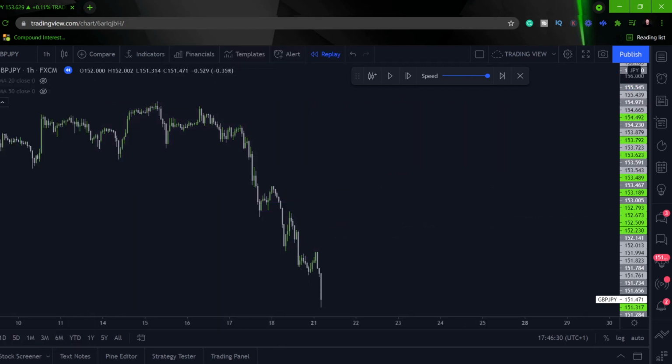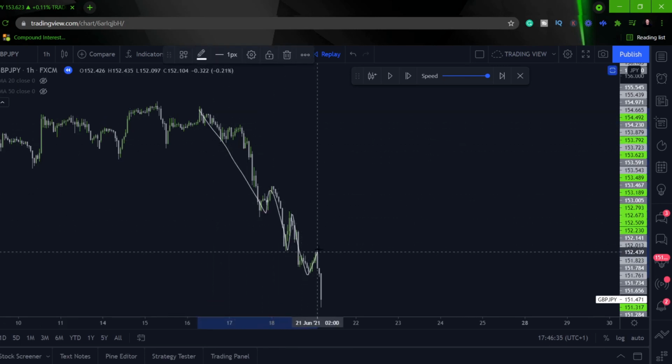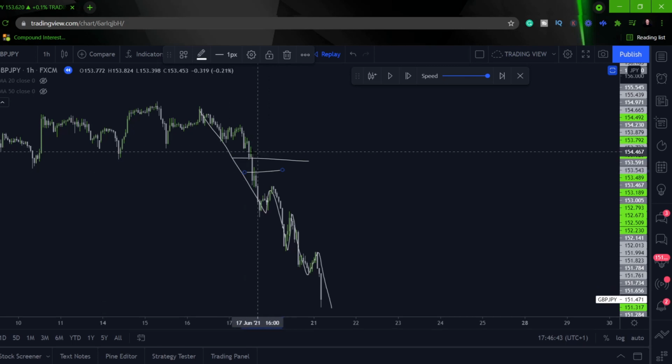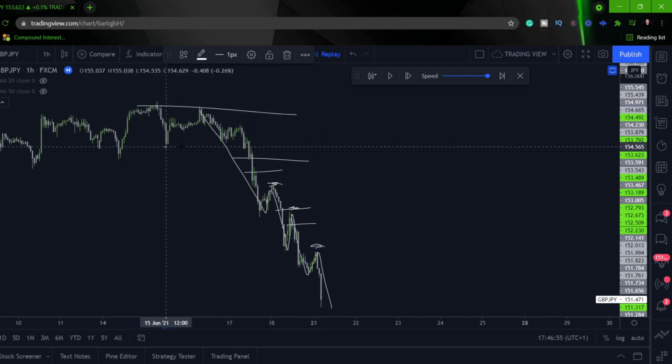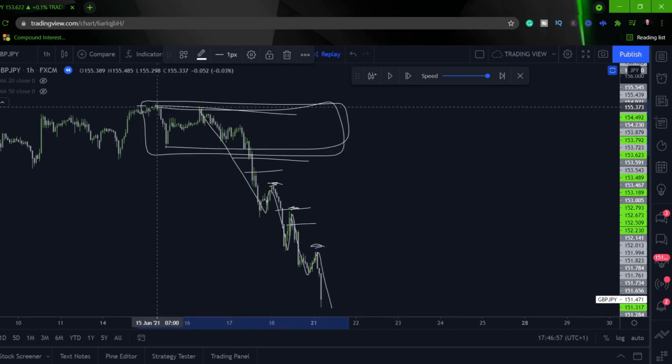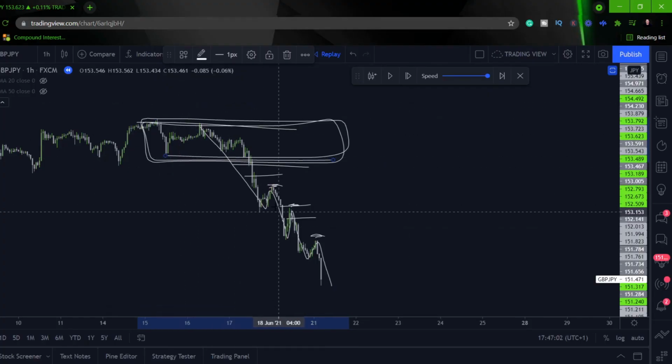So instead of looking at it as a push down, a pullback, push down, pullback, I want you to visualize where most orders are lying, in the form of inefficiencies and swing points in the market. We've got liquidity above there, above here, above here, and most likely a lot of liquidity in this area here. Now that we know that, we know where price would like to target.